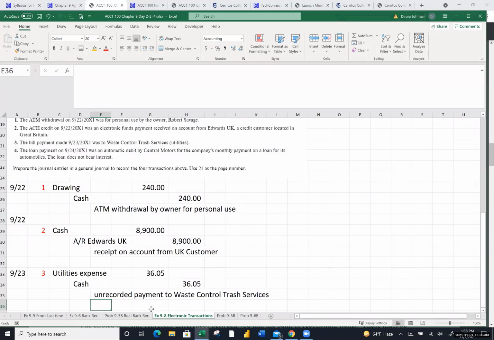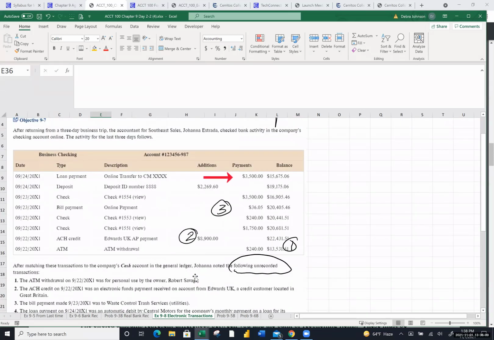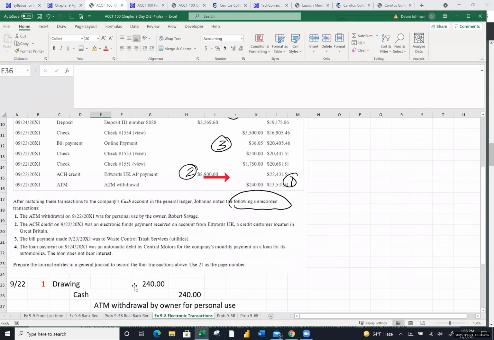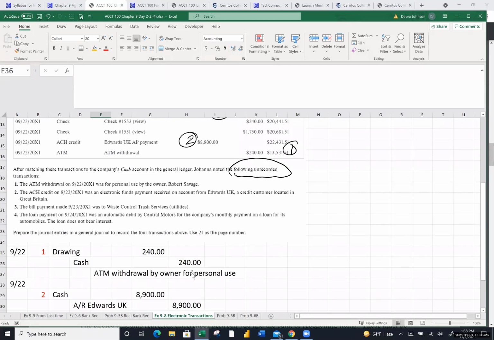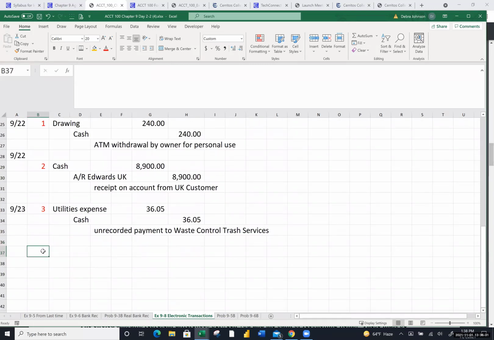And the last one, number 4, let's go find that. The loan payment on 9/24. Okay, let's go find it. The loan payment on 9/24. This looks like it here. The loan payment on 9/24 was to Central Motors for the company's monthly payment on a loan for the automobiles. The loan does not bear interest. Wow, I wish I had a company that I could borrow money from that does not charge interest.